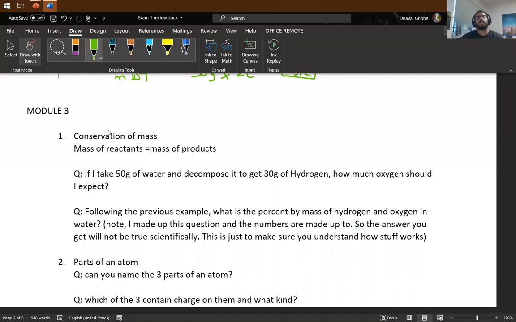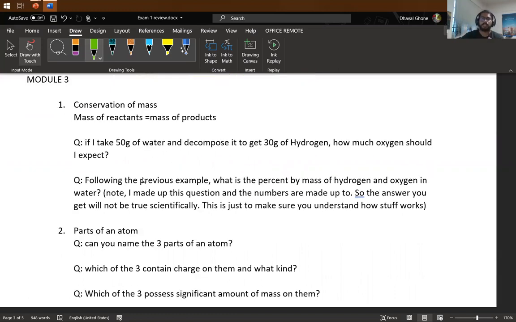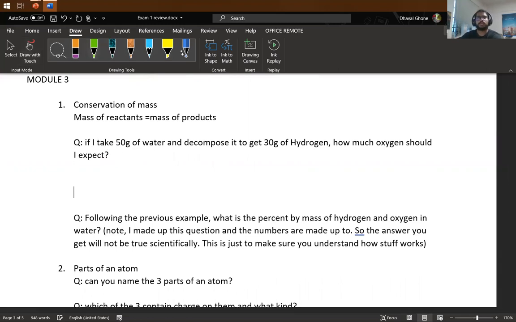Module 3 starts off with conservation of mass, which basically means the mass of the reactants you take, no matter what you do to them, the mass of the products should weigh the same as the reactants. Okay, you cannot just destroy something or create something and have a change in the mass. That does not happen. The mass stays the same. So to explain the equation, let's solve this example real quick.